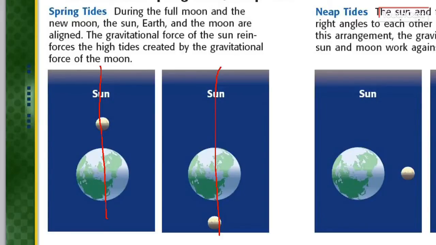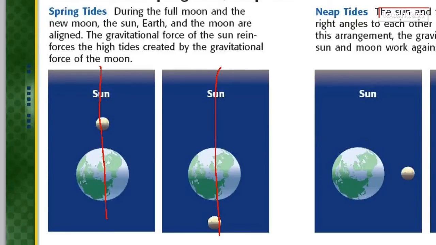Gravity is that force that's pulling on the surface of the Earth and pulling on the surface of the moon as those two are creating these tides. The gravitational force of the sun reinforces or helps out the gravitational pull of the moon, and they're both tugging together. So the sun and the moon are both pulling on the surface of the Earth. In this alignment that you see here, they're working together to make high tide even higher than usual.